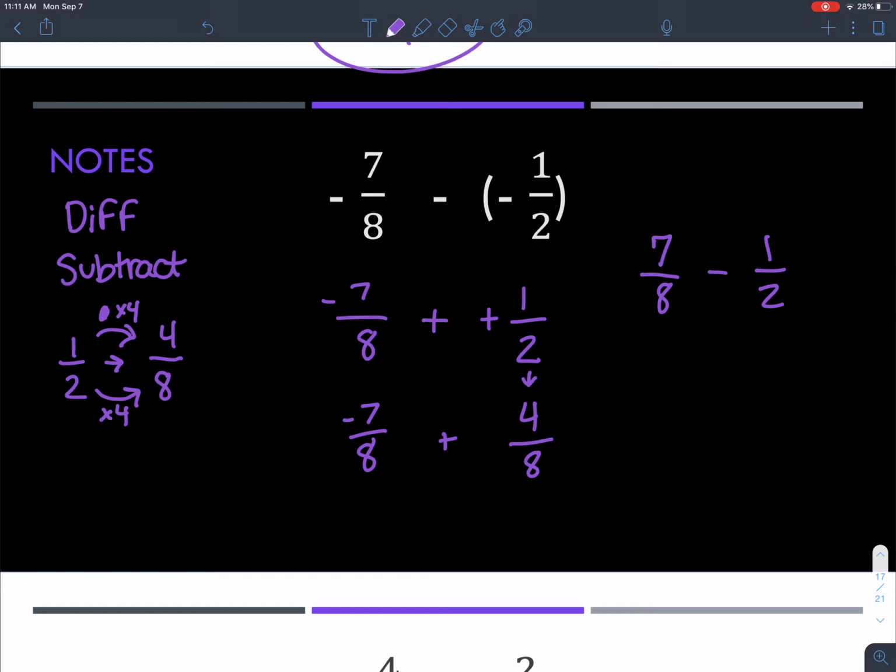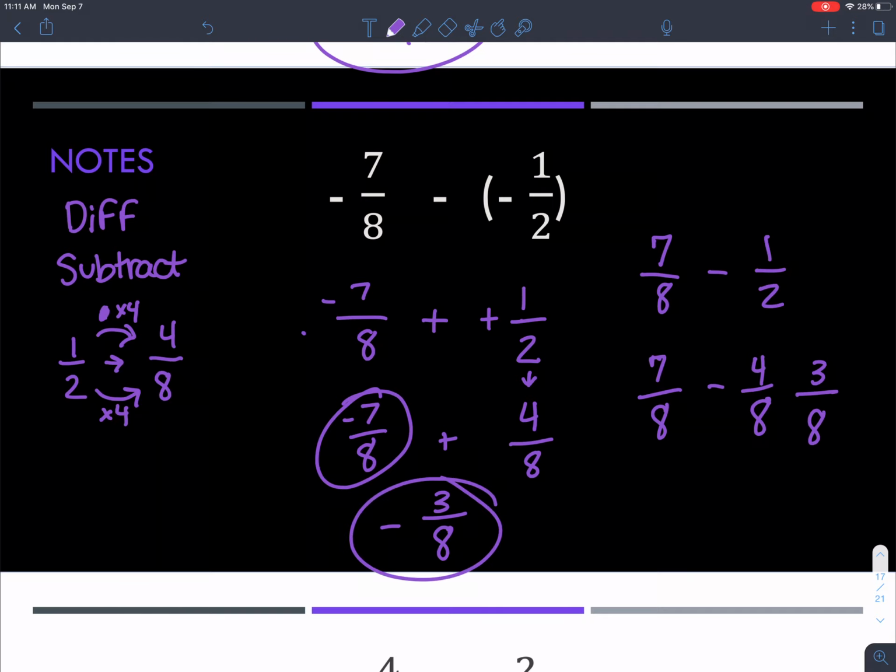Once I have that done, I can do my subtraction problem like I'd planned. Instead of minus 1/2, we're going to use minus 4/8. 7 minus 4 is 3. And we keep our denominator the same. We should have 3/8. The only problem is I need to decide on the sign. I've got a negative and a positive, so I need to decide, is it going to be negative or positive? We have more negatives than positives, so our answer will be negative 3/8.